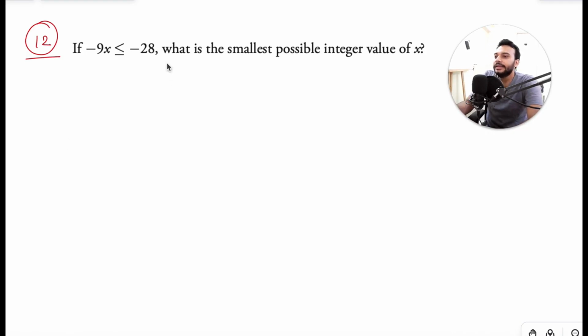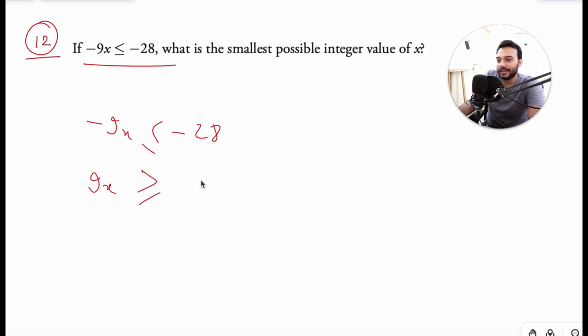Okay. If negative 9x is less than or equal to negative 28, what is the smallest possible integer value of x? This is a linear inequality. Let's do some manipulations on our own. First thing, multiply with a negative sign throughout to get rid of these negative signs. So on both sides, it'll become positive, and the inequality sign would change. 9x is greater than or equal to 28. Okay, so x is greater than or equal to 28 over 9 by dividing both sides by 9.